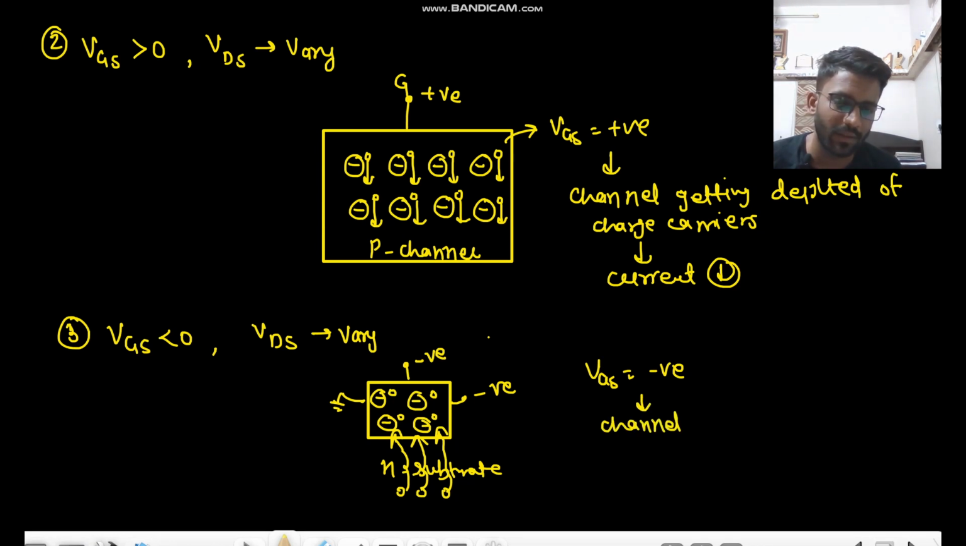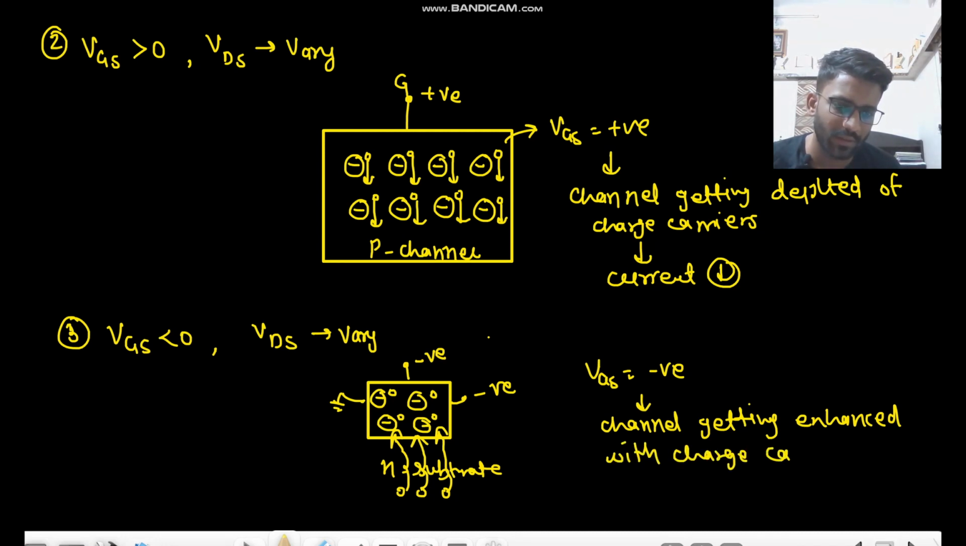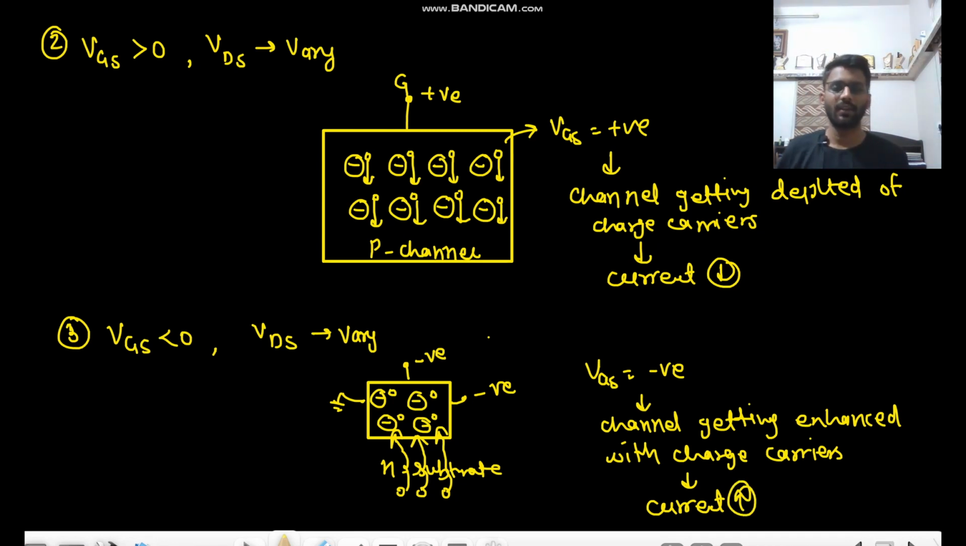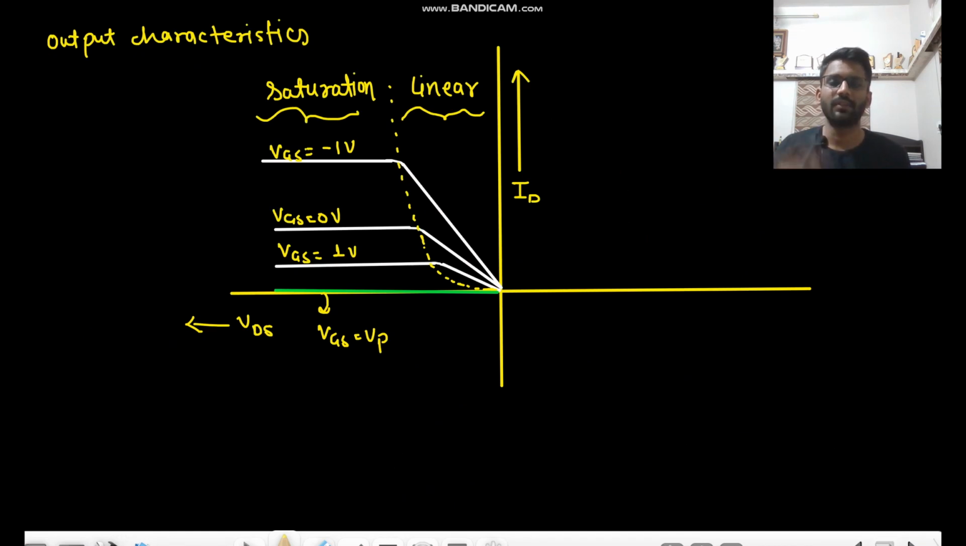So if VGS is negative, the channel is getting enhanced with charge carriers and the current increases. Okay, so this is the form.